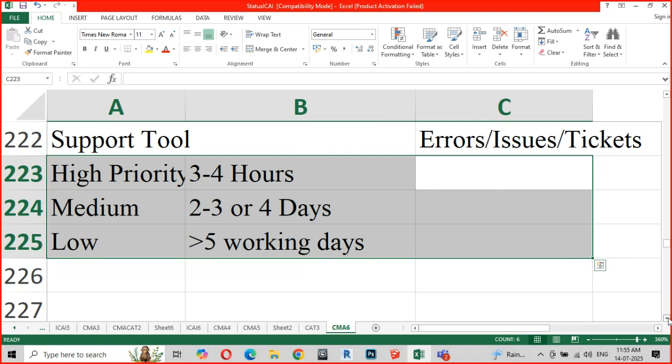Meaning to say that the issue raised was very, very critical to the business. And that is the reason why this has to be resolved in a matter of a few hours. Maybe say 3 to 4 hours. Right? Especially when you're talking about payment to vendors.